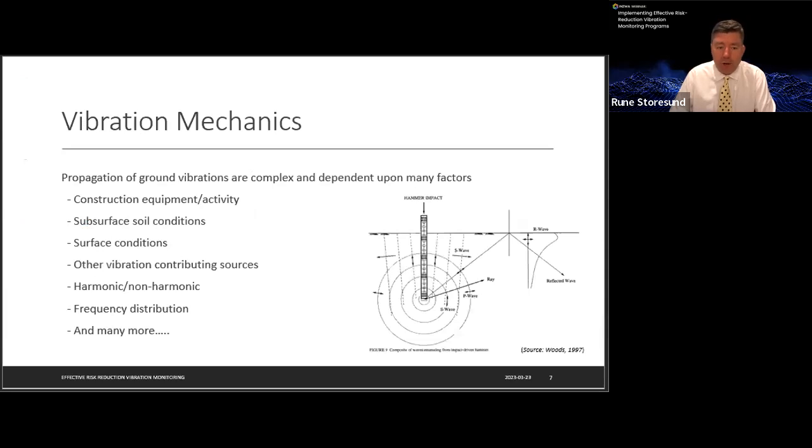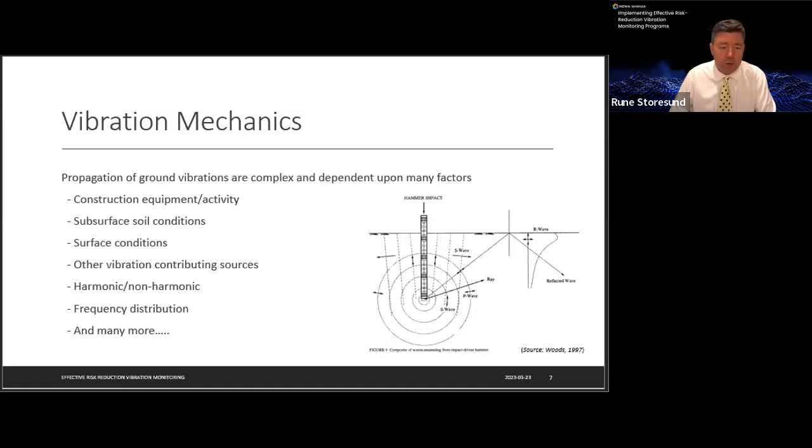Now, the propagation of ground vibrations is actually quite complex, and it's dependent on a number of different factors. Some of these factors include what type of construction equipment you'll be using and how that equipment will be used, the subsurface soil conditions present at your site and adjacent to your site. Do we have more uniform subsurface conditions or very heterogeneous conditions? Are there subsurface layers that might be susceptible to densification as a result of construction-induced vibrations?